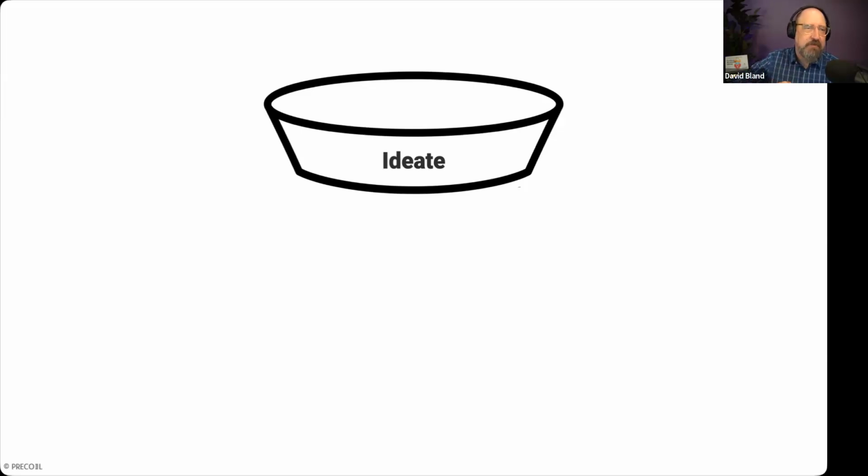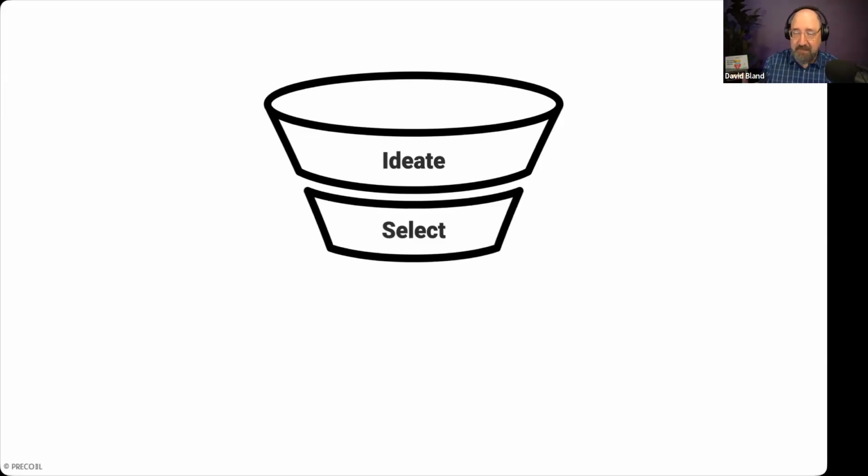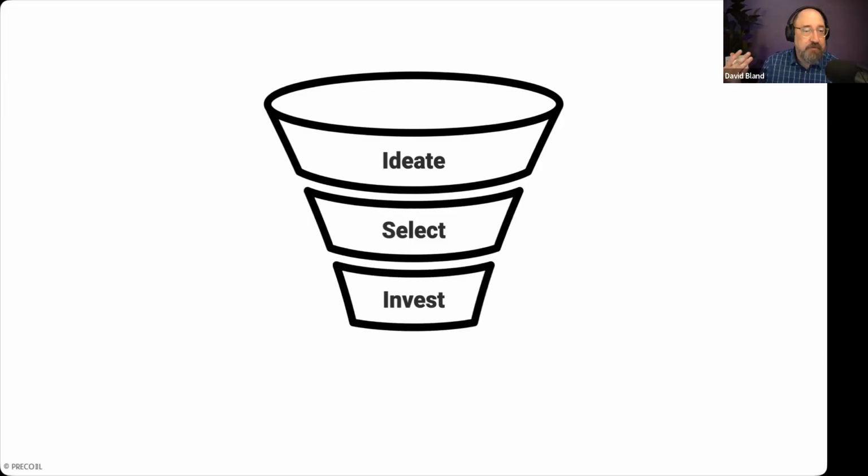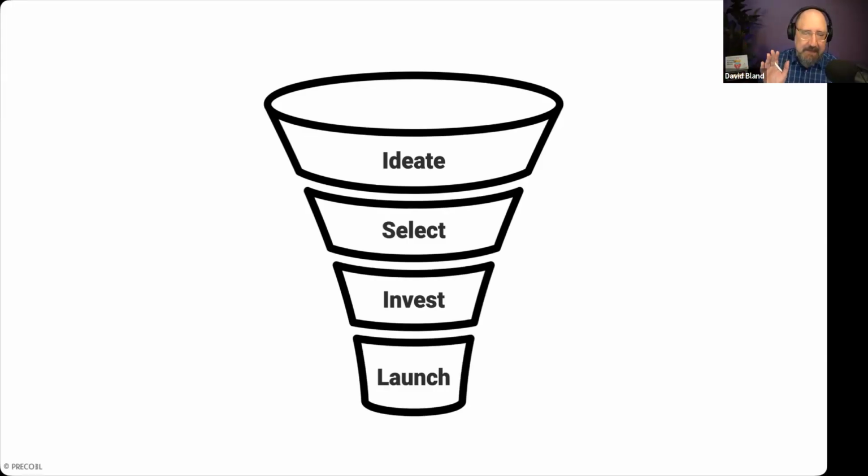So if you think about your overall commercialization process, your stage gate process, there are all kinds of different processes, but at a high level, you're going through this ideation process, and then you're selecting ideas from this, and then you're choosing which ones to invest in. And then obviously you're getting them out in front of people and doing what we call launch. You may frame it different ways. This is what I see happening inside companies right now.